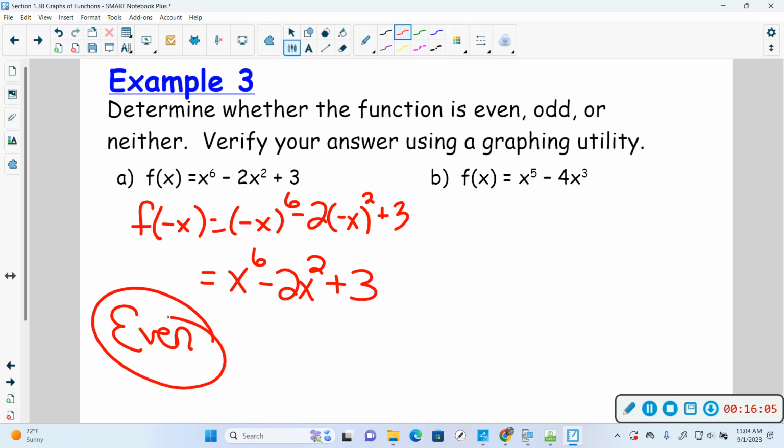If you graph it, you can fold it over the y-axis and it will match up. And we are going to do some off the graph in a minute, okay? All right, let's do this one algebraically too. So replace x with a negative x.